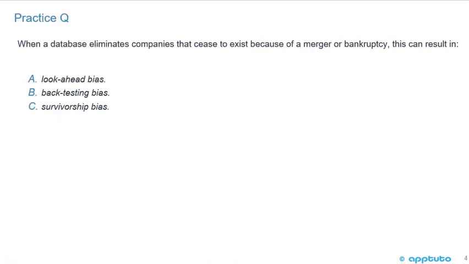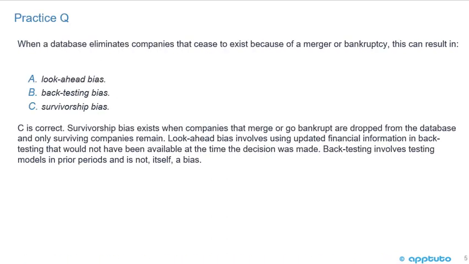Just a quick little practice question here. When a database eliminates companies that cease to exist because of a merger or bankruptcy, this can result in A, look-ahead bias, B, backtesting bias, or C, survivorship bias. I think that's an easy question.